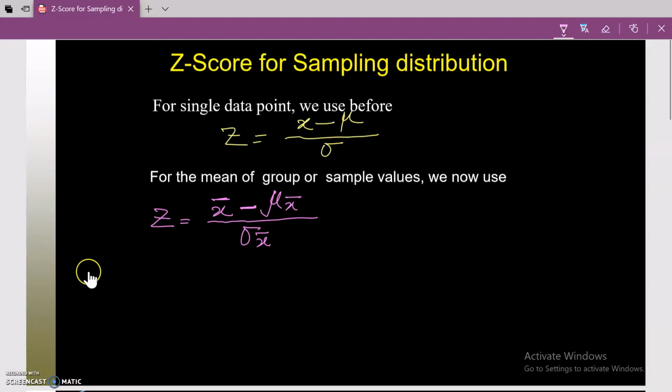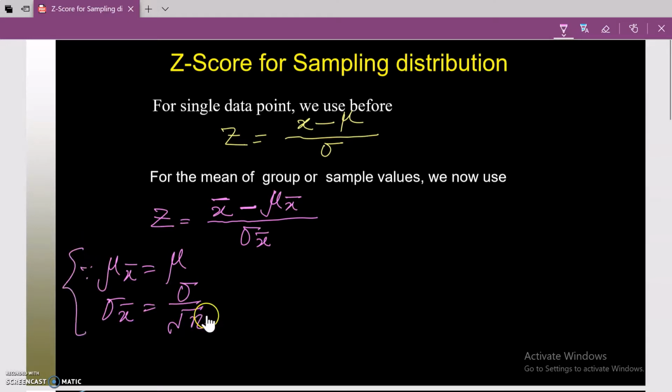But note that in this formula, these two values have a relationship. For example, we know that the mean of the sample mean is always equal to the population mean, and the standard deviation of the sample mean is always equal to the standard deviation of the population divided by the square root of the sample size. These are the two relations that exist due to the central limit theorem. I hope you remember that. Due to CLT, if the conditions of the central limit theorem are met, then these two relationships exist.